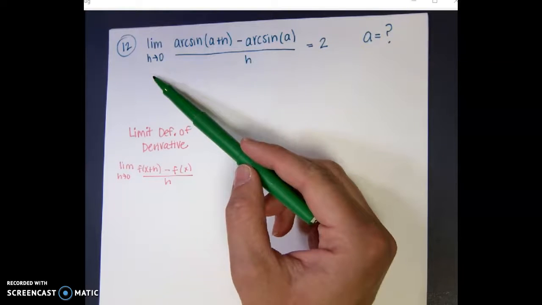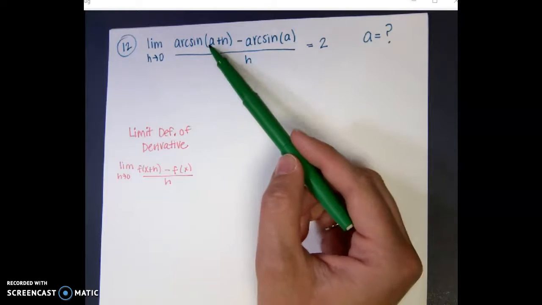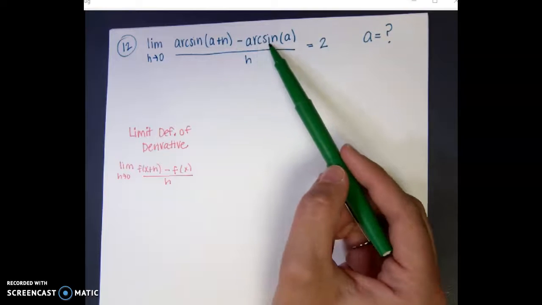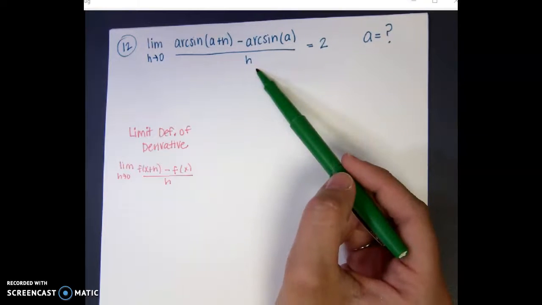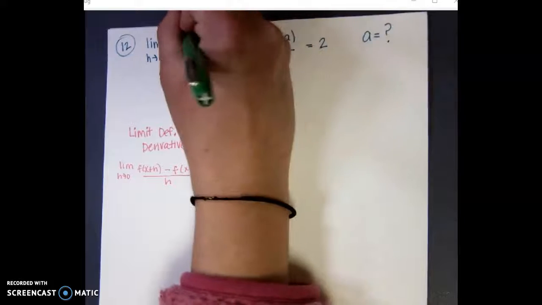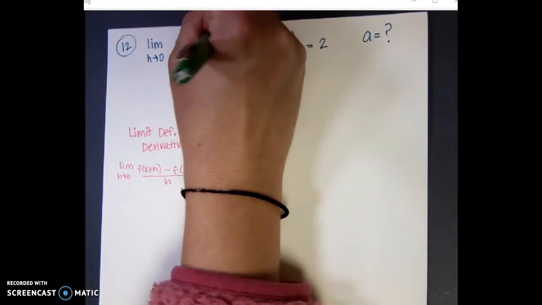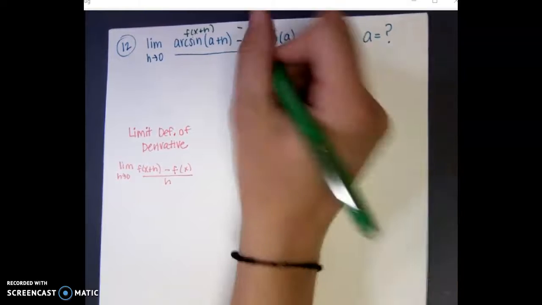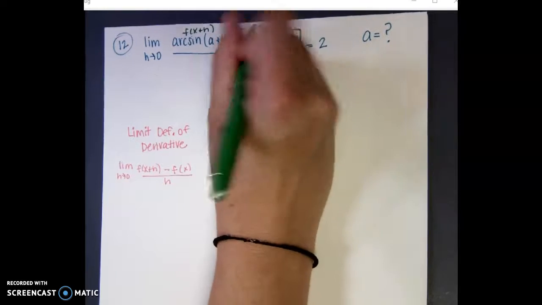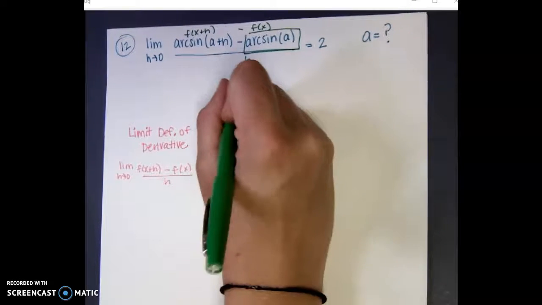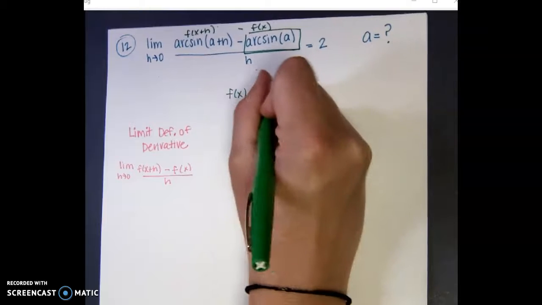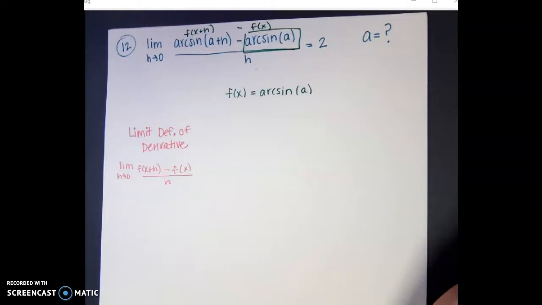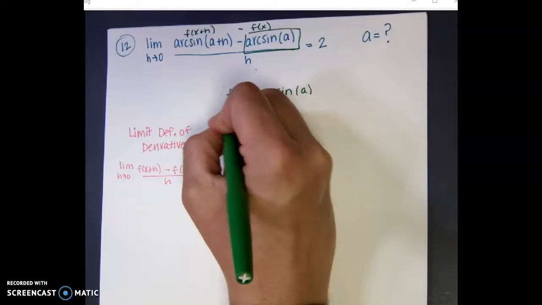The limit as h approaches 0, arc sine of a plus h, so they're just using an a instead of an x, minus arc sine of a over h. So this part right here is your f of x plus h, minus this is your f of x. Okay, we really just need the f of x, so we really just need this part right here. So my f of x is arc sine of a. Okay, because it's the limit definition of the derivative, that means it wants us to find the derivative.